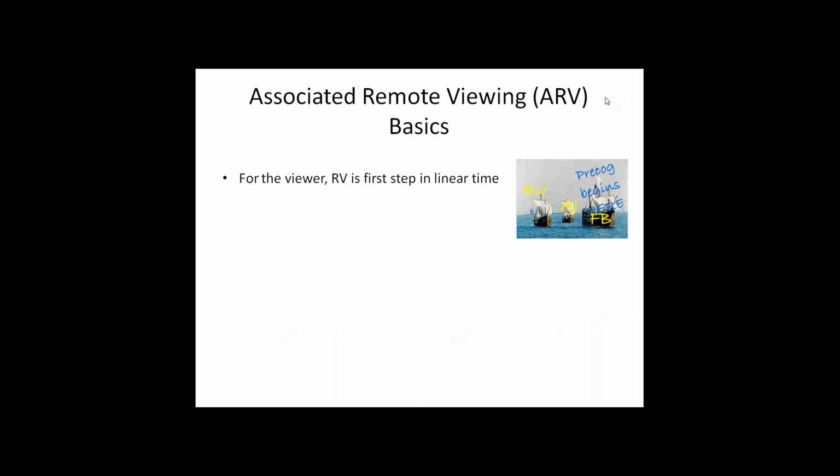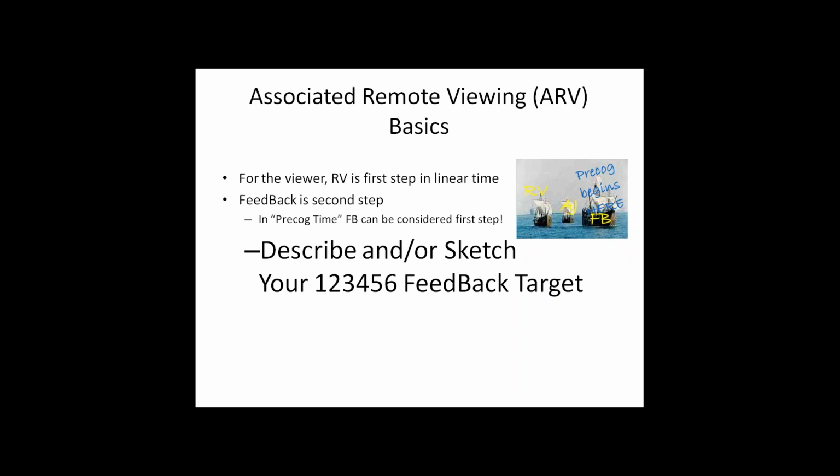Now, associative remote viewing has really three phases to it. The first step is the remote viewing step. There is remote viewing in all the normal senses, where the specific tasking is to describe and/or sketch your feedback target, and we usually give a 6-digit number. So the remote viewing is where you start, and then you have a feedback which is going to be given to you later.